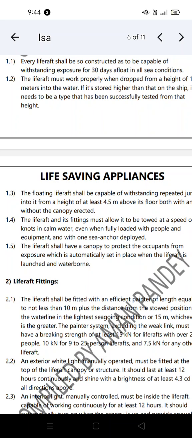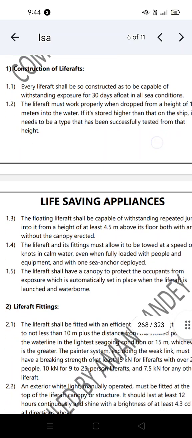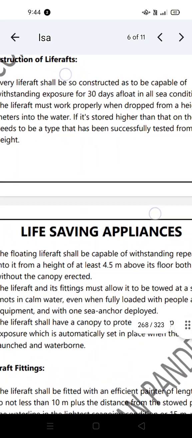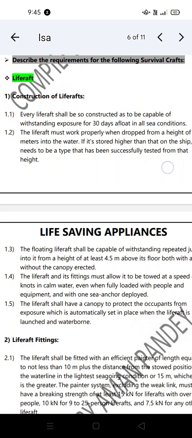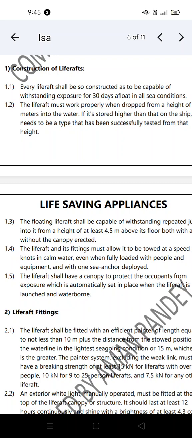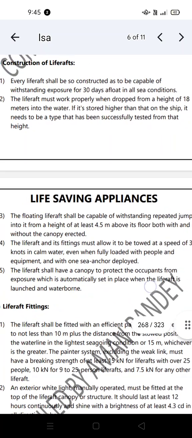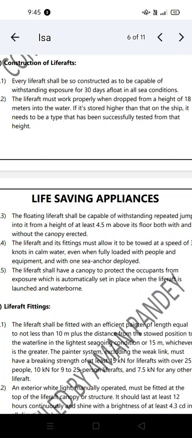And yes, this is all I remembered. Let's see the fittings. It should have exposure of 30 days of floating. I missed this main point, the first point: the life raft must work properly when dropped from a height into water. If it is stored higher than that, it needs to be a type that has been successfully tested from that height, 18 meters.